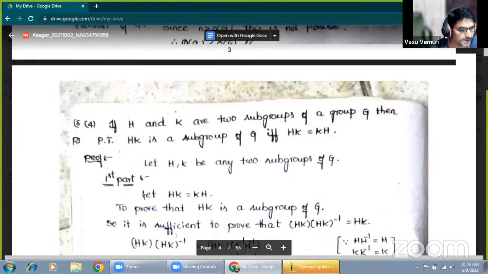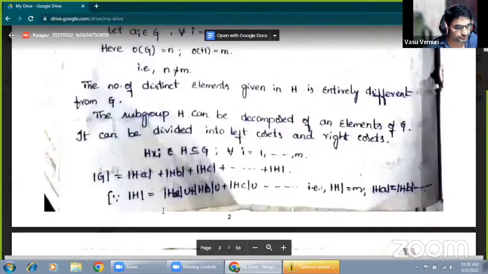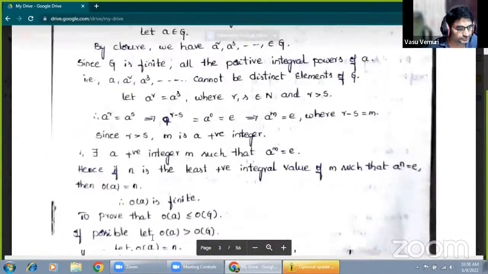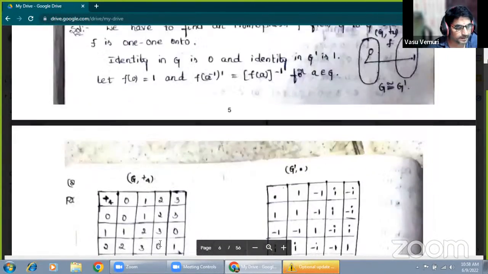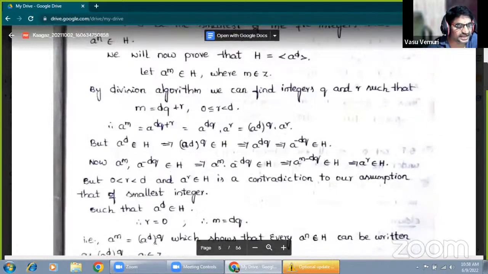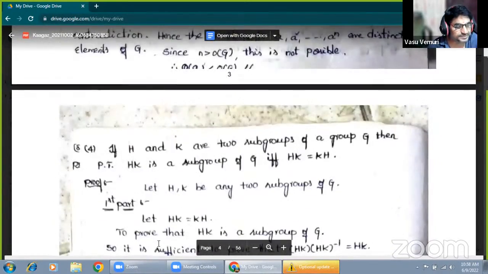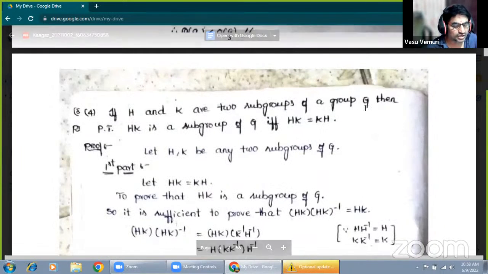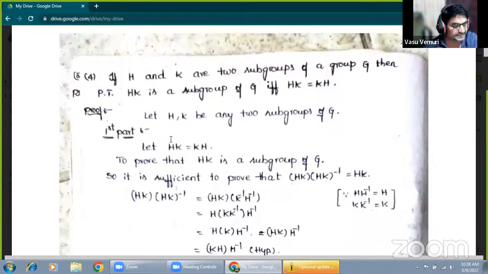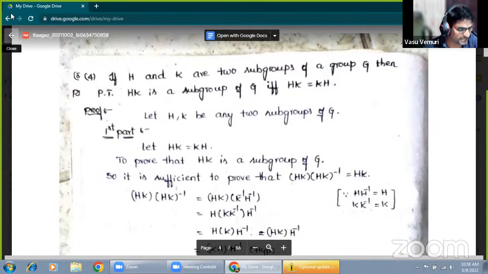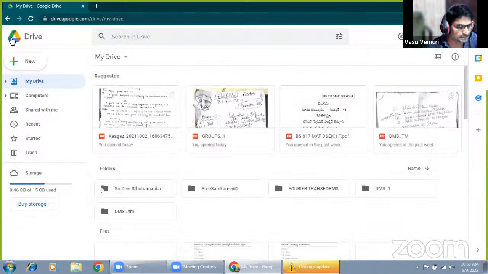Just you have to see here. What is the theorem? If H and K are two subgroups of a group capital G. Let G be a group and H be a subgroup. Before that, what is a subgroup? A subgroup means any non-empty subset of a group. Now, see your textbook and refer to it. The concept is in your textbook. Please see and verify here.